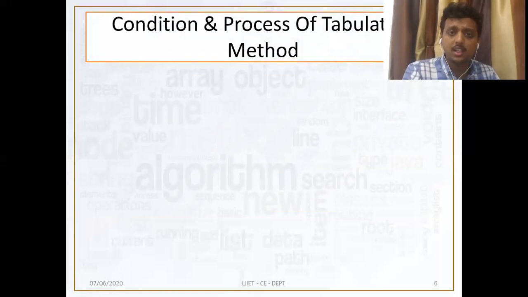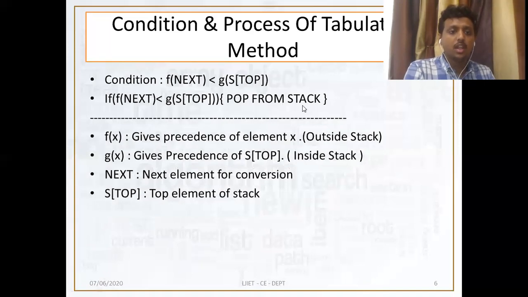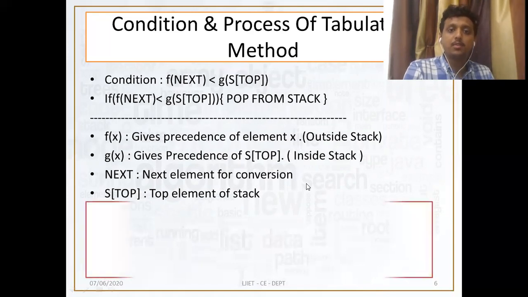What is the condition? The condition is the same as previous. Here the condition is: if f of next is less than g of s of top, then do pop. f of x shows the precedence of element x, g of x shows the precedence of s of top, next shows the next element for the conversion, and s of top shows the top element of the stack.